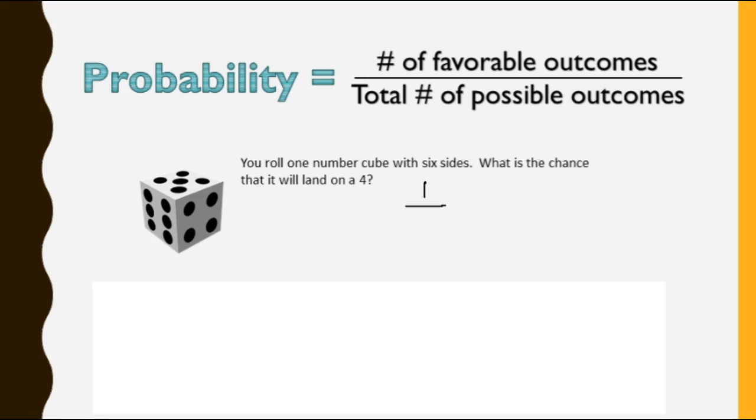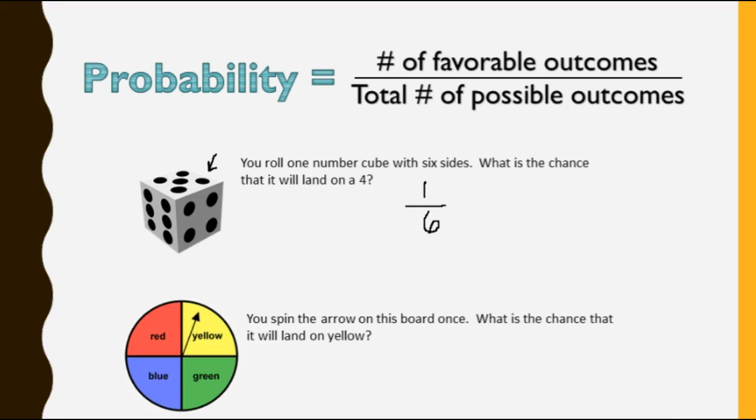And then on the bottom, we have to write down the total number of possible outcomes. So we know that this number cube has 6 numbers on it. So there's 6 possible outcomes. So our probability that it would land on 4 is 1 out of 6. It's written like a fraction, but that's how you would read it. You would say there's 1 out of 6 chances, or there's a 1/6 chance that it would land on a 4.